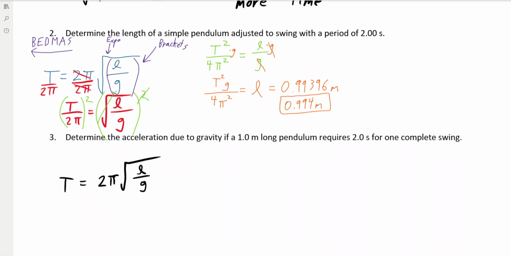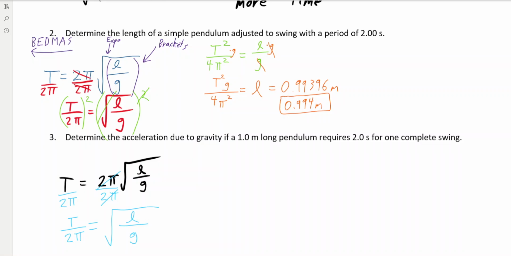Let's take a look. So we've got this. We're trying to solve for G, trying to solve for the acceleration due to gravity. So first thing we have to do, just like before, divide by 2 pi on both sides. Okay, so we're left with t over 2 pi. And on this side, we've got the square root of L over G. Again, it's very similar to the last question. Not a lot has changed.